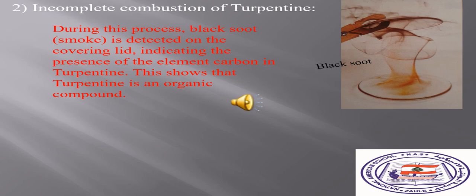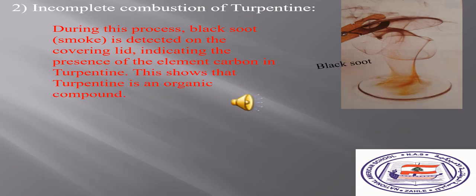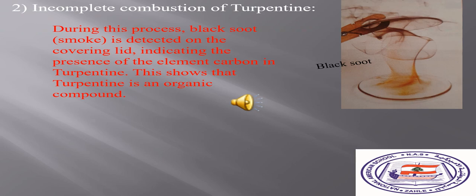Now, below we have a watch glass containing some amount of turpentine. We use an open flame to simply ignite the turpentine, which is a liquid organic compound. By placing a lid above the watch glass, the black soot comes from the incomplete combustion of the turpentine, and it sticks to the walls of the lid.